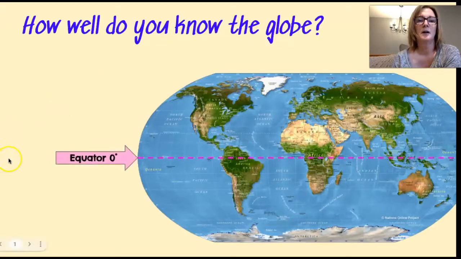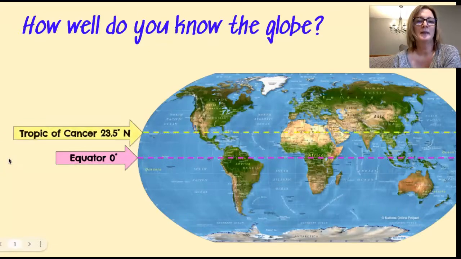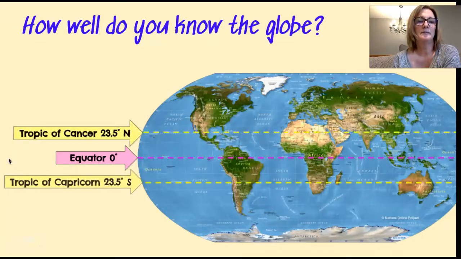Obviously the equator, which is 0 degrees latitude. And then the Tropic of Cancer and the Tropic of Capricorn are at 23.5 degrees away from the equator. Cancer is to the north and Capricorn is to the south. And that number 23.5 should ring a little bell in your head. Remember, that is the tilt of Earth's axis.